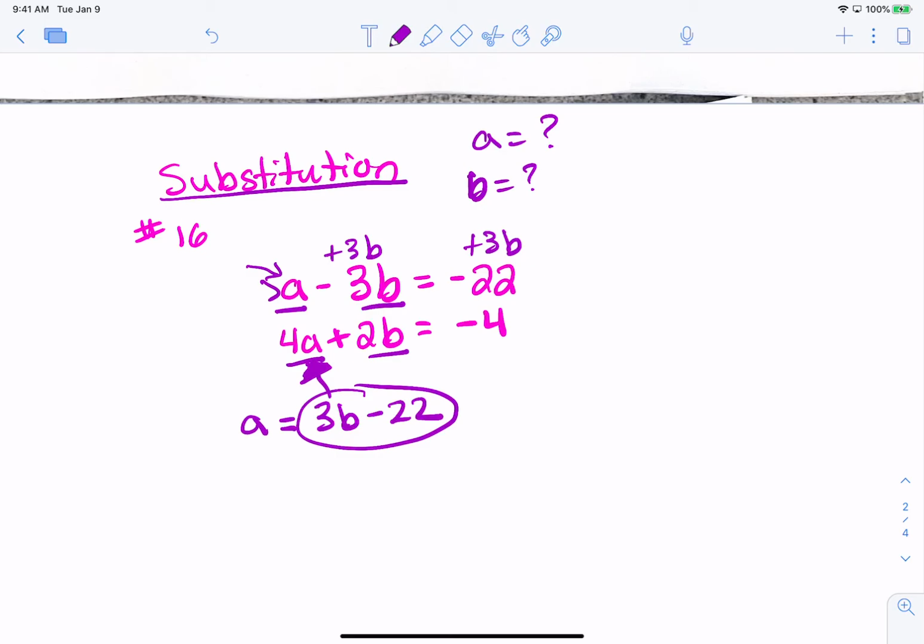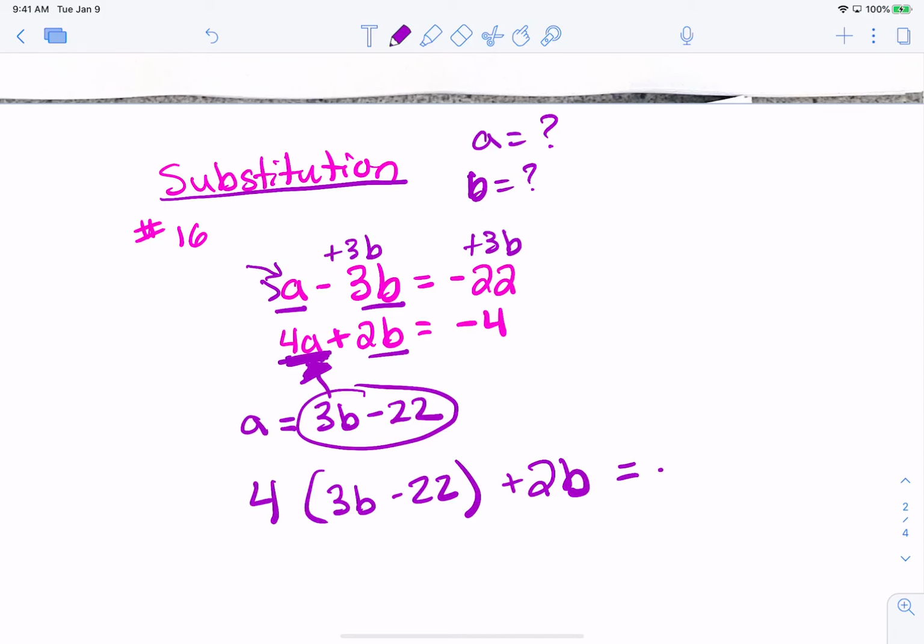So I have 4 times A. And A is now 3B minus 22. You see that 4A right here is now 4 times 3B minus 22. And then I have plus 2B equals negative 4. You see that? 4A plus 2B equals negative 4. That's what this equation said. But now I'm plugging that in for A.